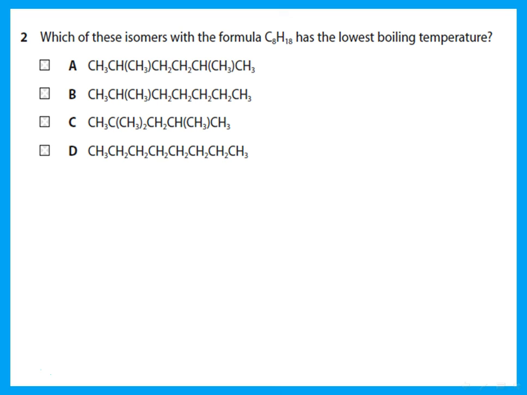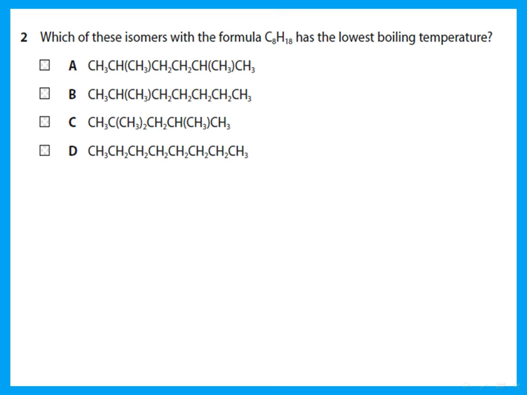Which of these isomers with the formula C8H18 has the lowest boiling temperature? Again, what determines the lowest boiling temperature? Remember we said, first of all, the number of carbons. The one with more carbons has a higher boiling point. But here he's telling me all of them have the same number of carbons. So in that case, the one with more branching is the one that has the lower boiling temperature. So in order to find which has the lowest boiling temperature, you are looking for which one has more branching.